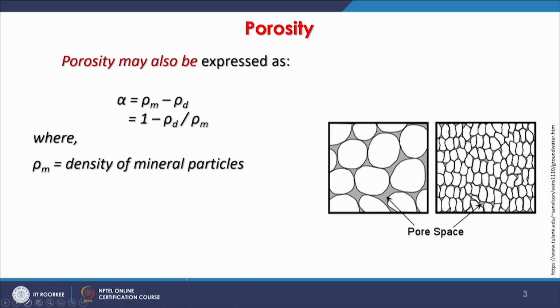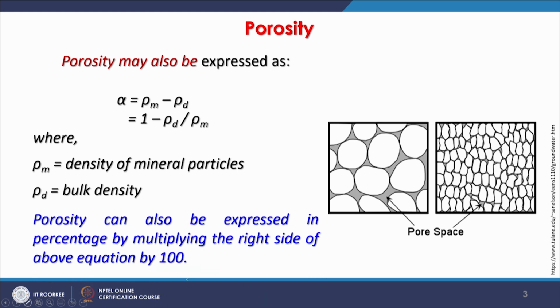Here rho m is the density of mineral particles, and rho d is the bulk density. Porosity can also be expressed in percentage, because in the earlier equation we multiplied by 100 on the right side. So this equation, or any equation, can also be expressed in percentage. Basically, as I have already said, it is a ratio.